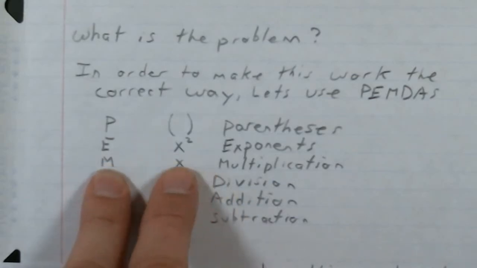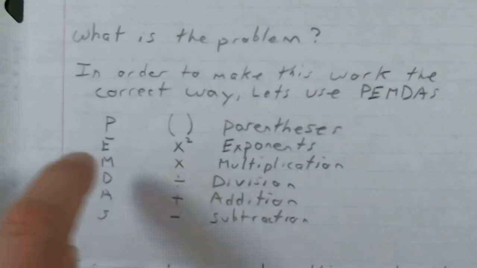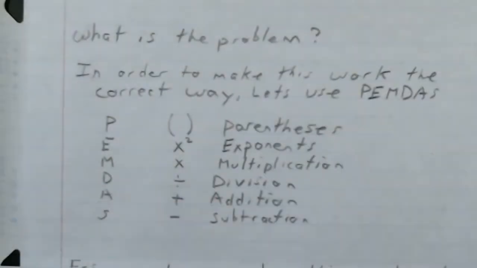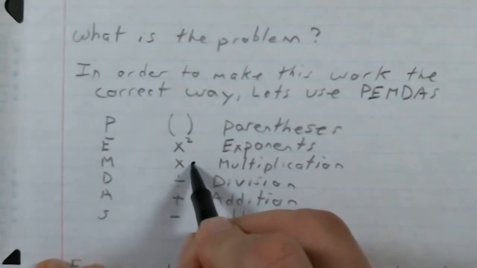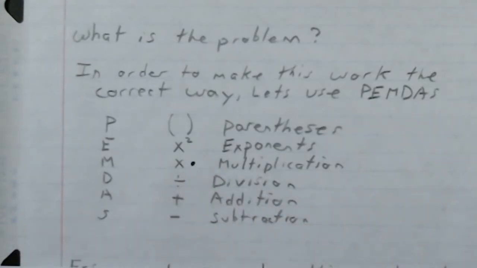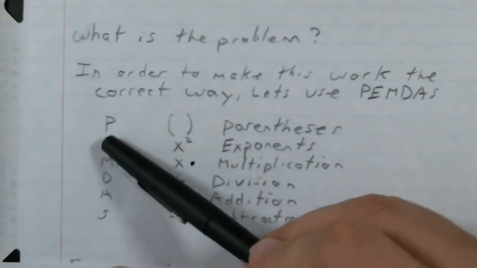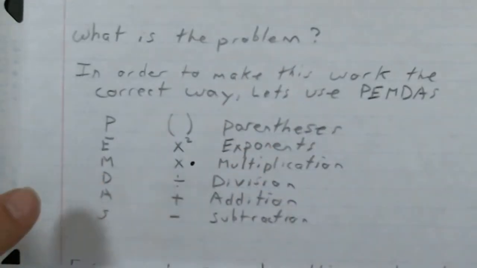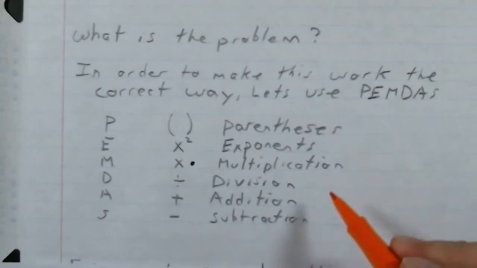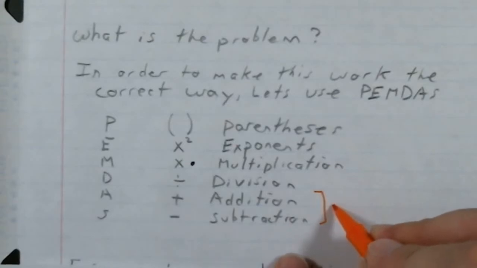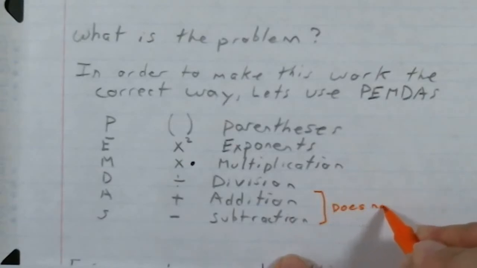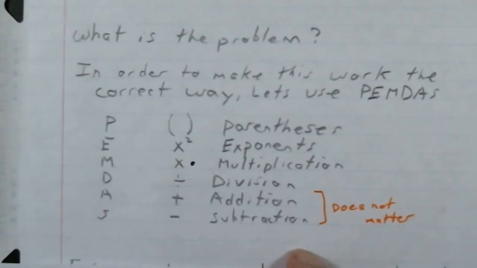Multiplication, which is your M. Many students might say that it can just be a dot, right? Yes, it can mean the same thing. Then you have division. Once you get down to multiplication and division, it really doesn't matter what goes first.